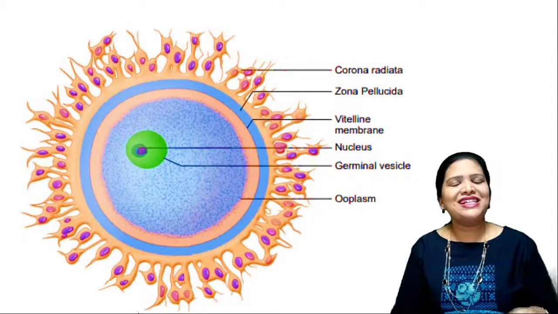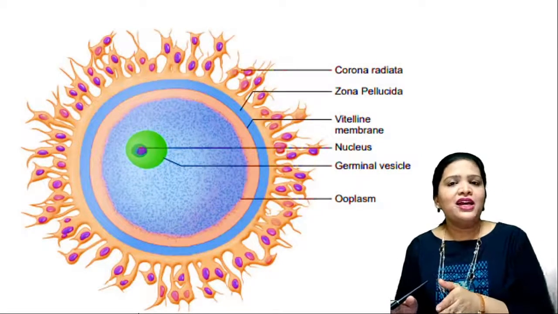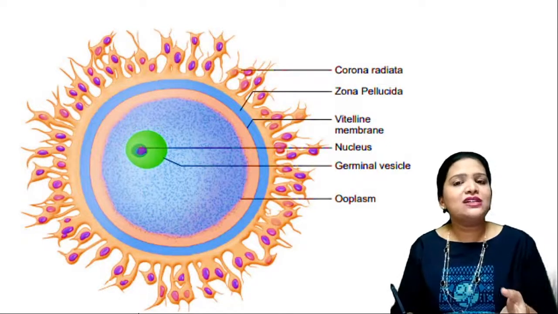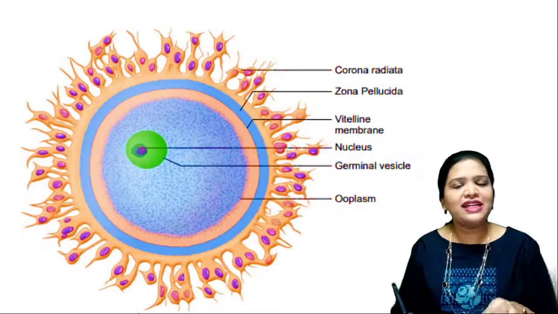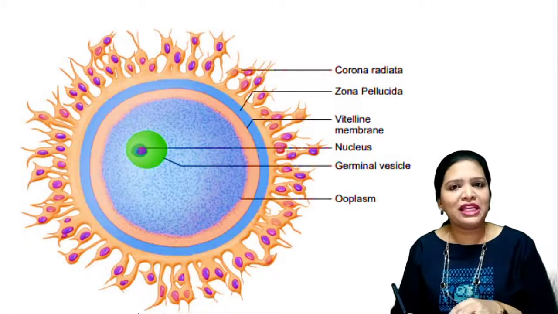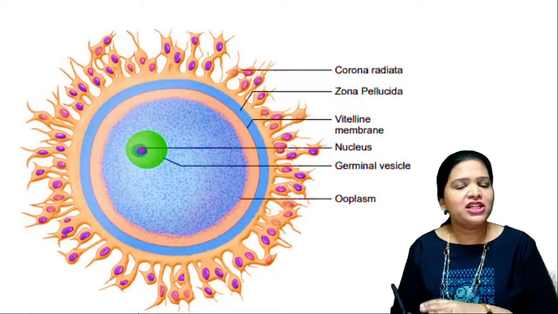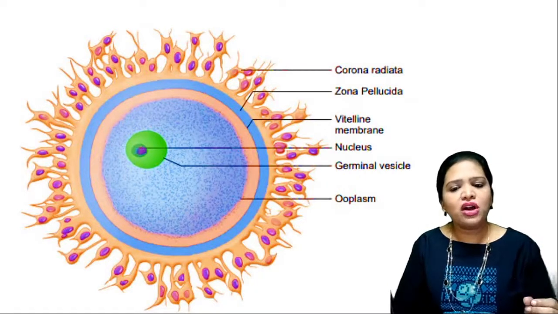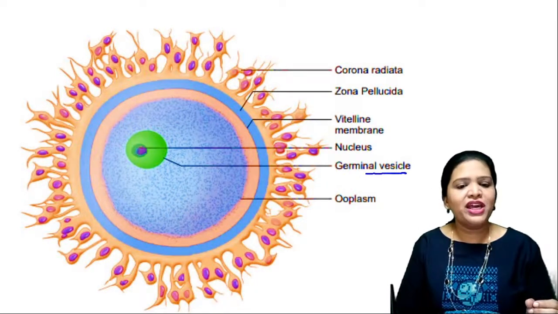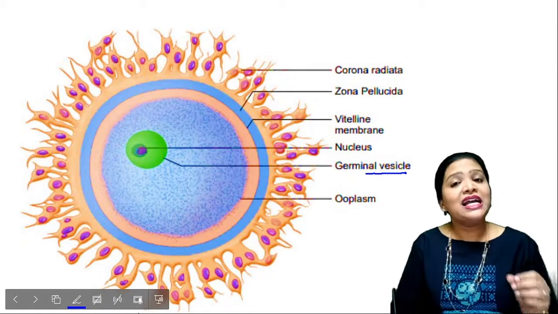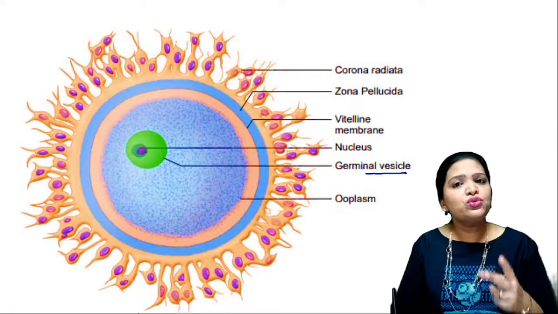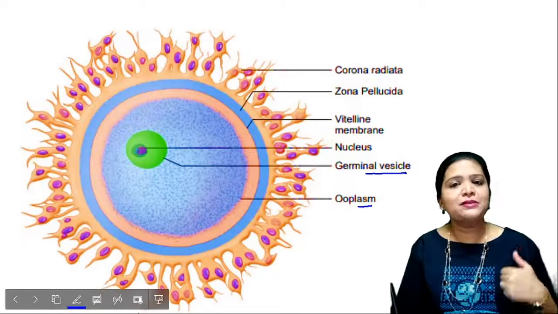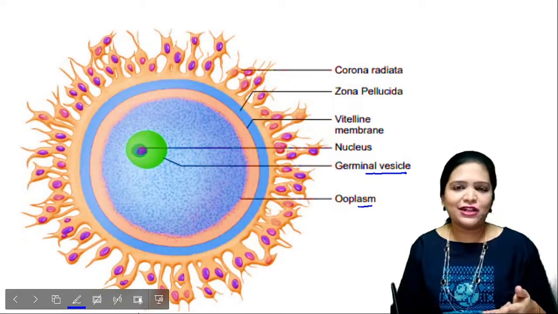So far we have seen, let us just quickly recap whatever we have seen so far. This is the structure of the egg. This is also called secondary oocyte. The size is 0.1 millimeter in diameter. This is non-motile and the nucleus is large, that is called germinal vesicle. Okay, and it is surrounded by cytoplasm. Cytoplasm is two layered. The outer layer is called exoplasm, the inner layer is called ooplasm. Together we call this cytoplasm.